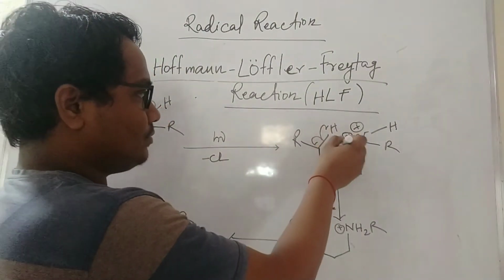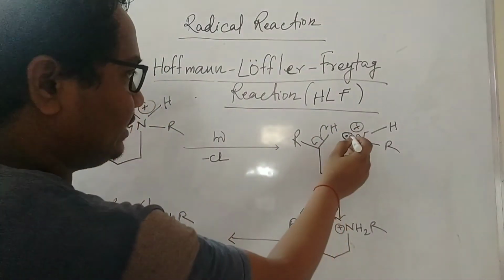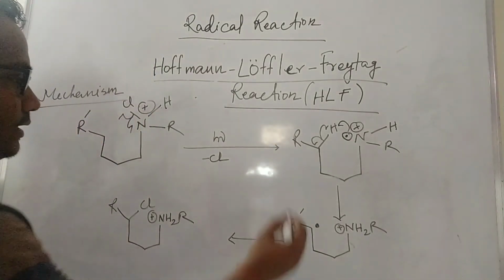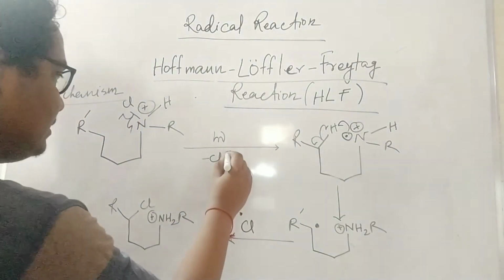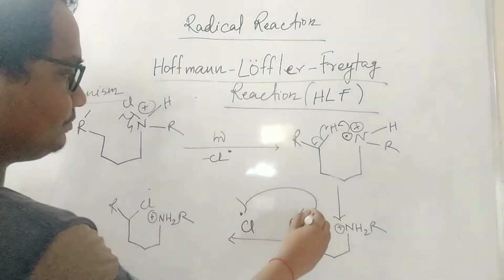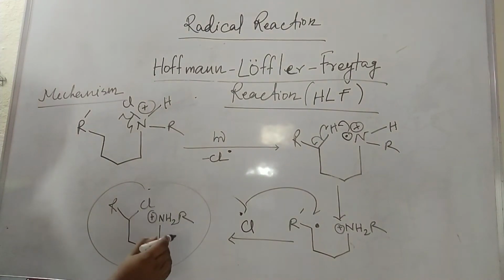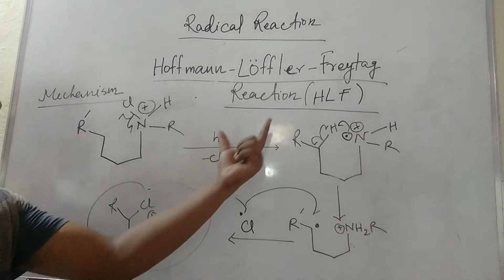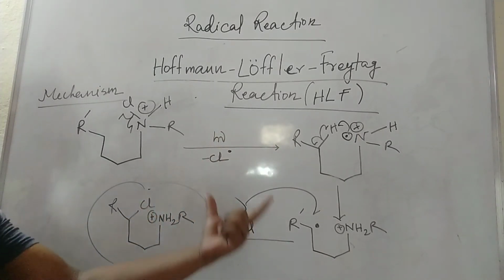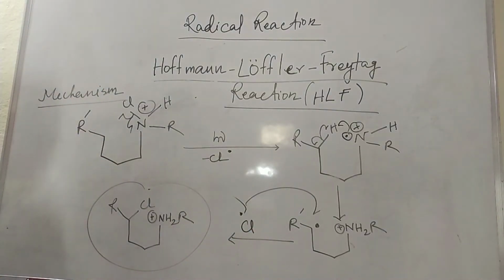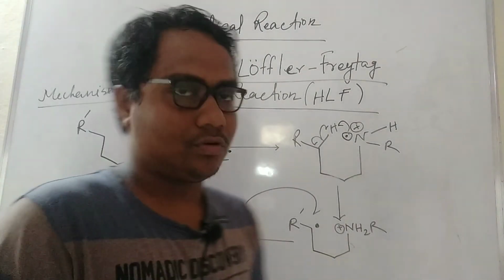Then in the presence of light it will cleave. It will take it by this, and this will come, and then the remaining chloro dot will go to this place, and it will form the final product. Then one hydrogen will be removed and the valence will be fulfilled. So that is the application of the HLF reaction via photochemistry, via radical formation. This is one of the most important name reactions in photochemistry.